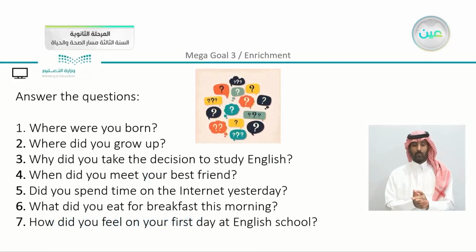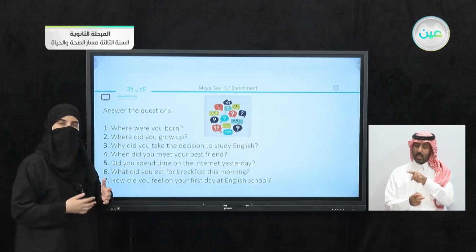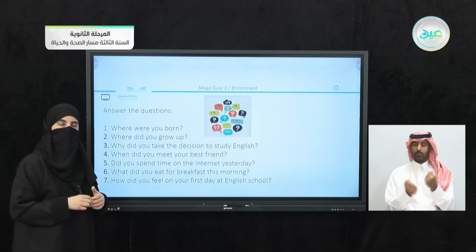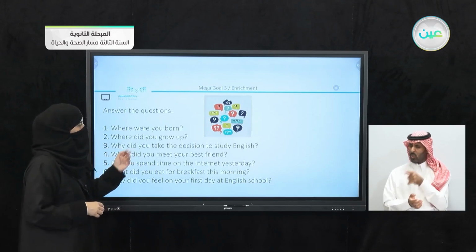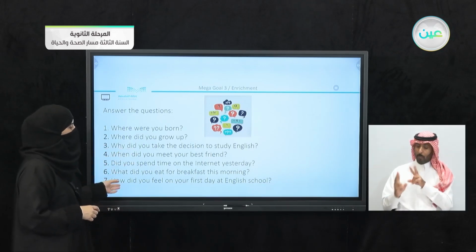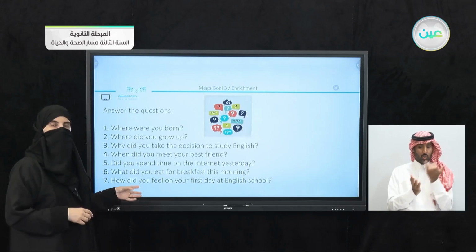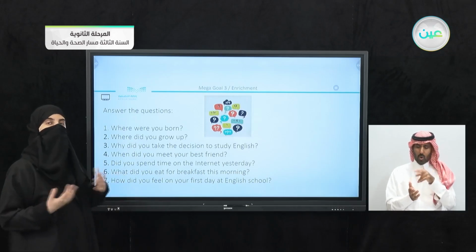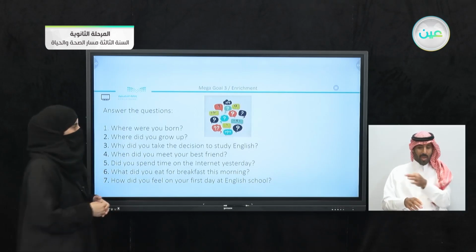Now, there are different questions that you can apply here. This is just for you to practice with a classmate. We have, for example, where were you born? Or when did you meet your best friend? Or how did you feel on your first day at English school? So here there are different questions. You must know the difference between each information question here, and you can just exchange the roles.